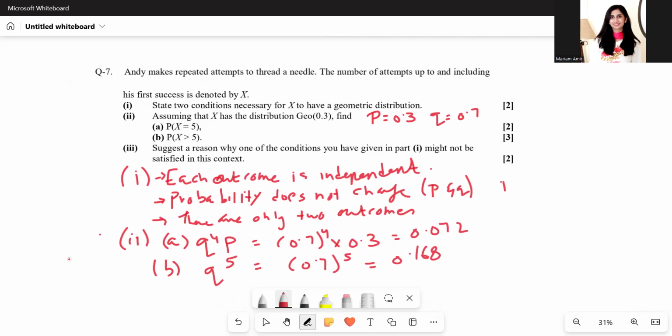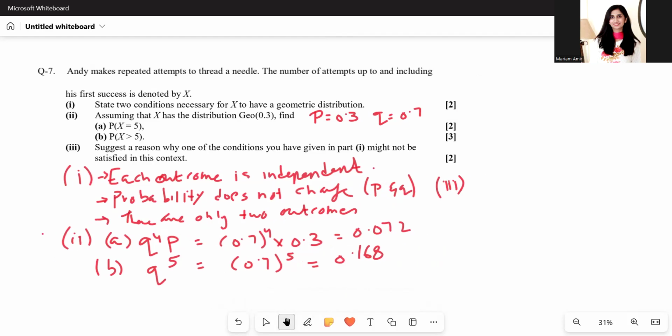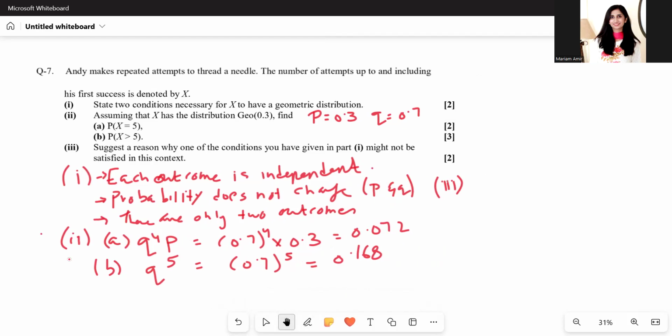Part 3. Suggest a reason why one of the conditions you have given in part 1 might not be satisfied in this context. Okay, so in part 1, we said that one of the conditions must be that each outcome is independent. But that might not be true because a person might actually get better with experience, and then the probability of success would technically improve.